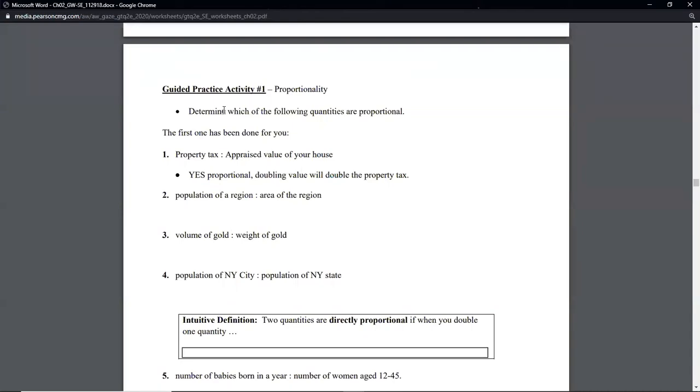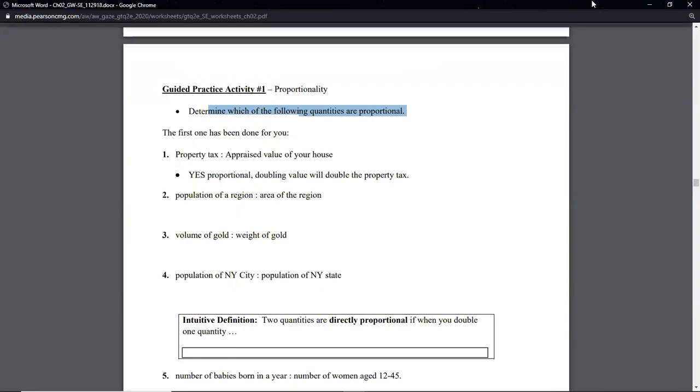Side discussion aside, determine which of the following quantities are proportional. Now this down here, this intuitive definition, I'm not going to make that a question for someone to answer. Two quantities are directly proportional if when you double one quantity, the answer to that was literally just in the notes on the other screen. If you double one quantity, the other must double as well.